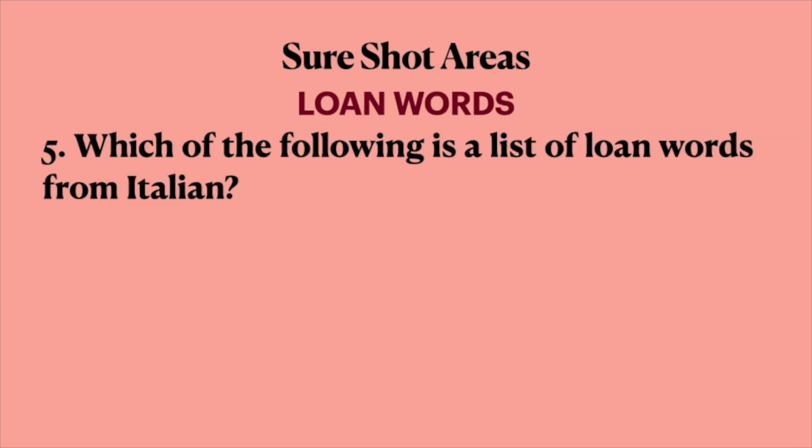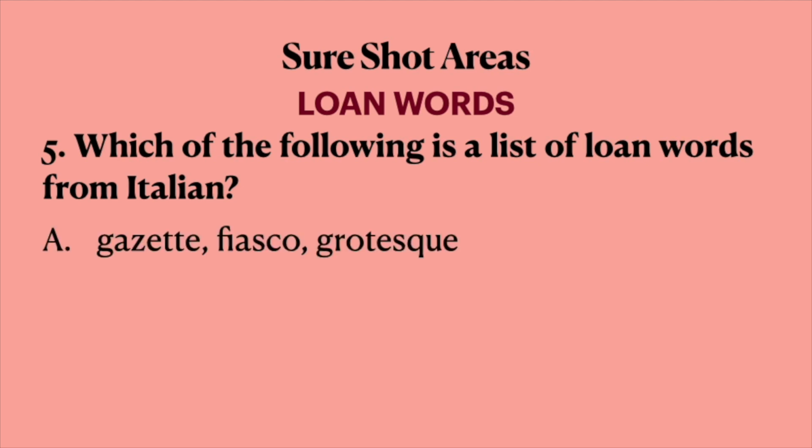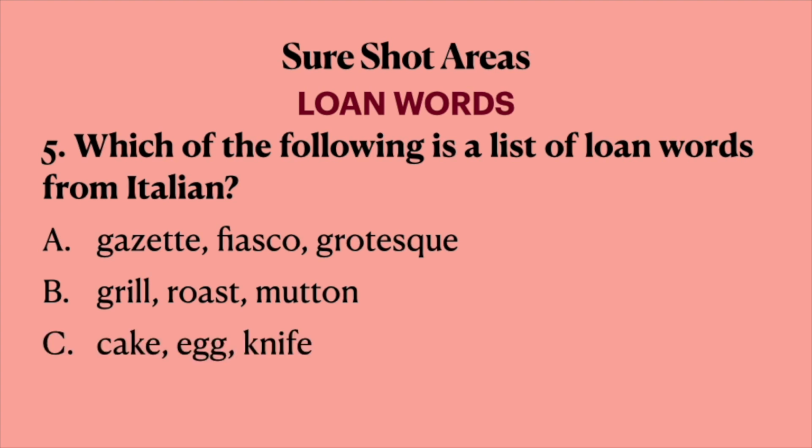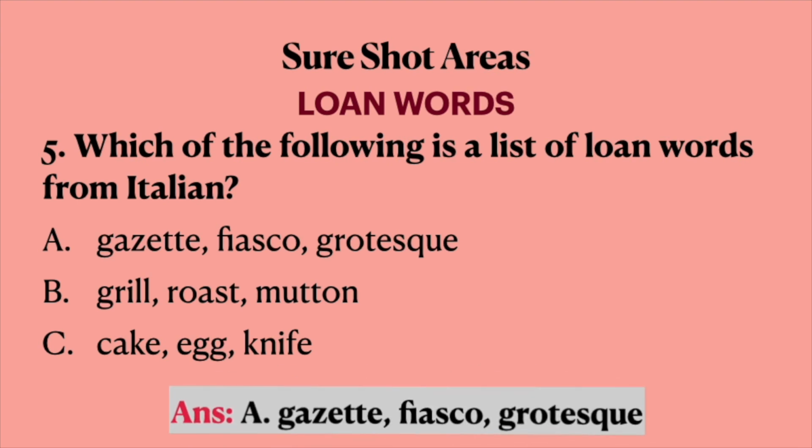Next is loan words. The question is, which of the following is a list of loan words from Italian? A. Gazette, fiasco, grotesque. B. Grill, roast, mutton. C. Cake, egg, knife. Do you think it's a mouth-watering answer, guys? It's very simple, and the answer is option A. Gazette, fiasco, grotesque.